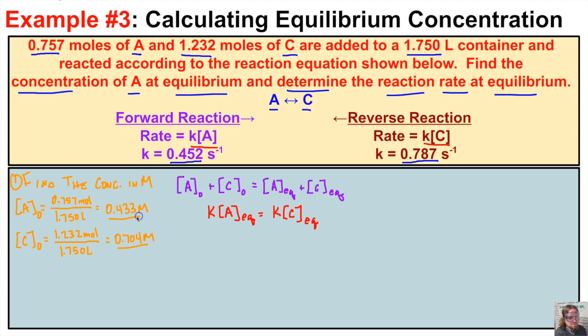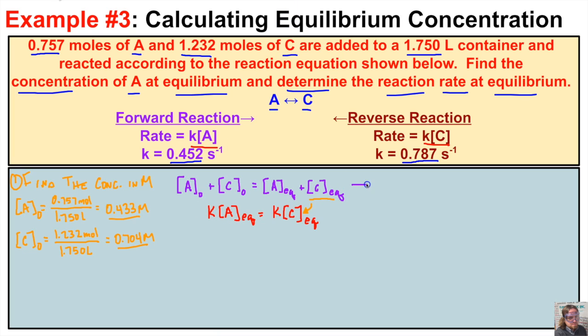So we now know the initial concentrations. And so what we can do here is plug these numbers into this formula that we see right here, and then solve for this variable, the concentration of C at equilibrium, and then plug it into this formula right here, and then solve for the concentration of A at equilibrium. So let's go ahead and do that. Let's go ahead and solve this problem.